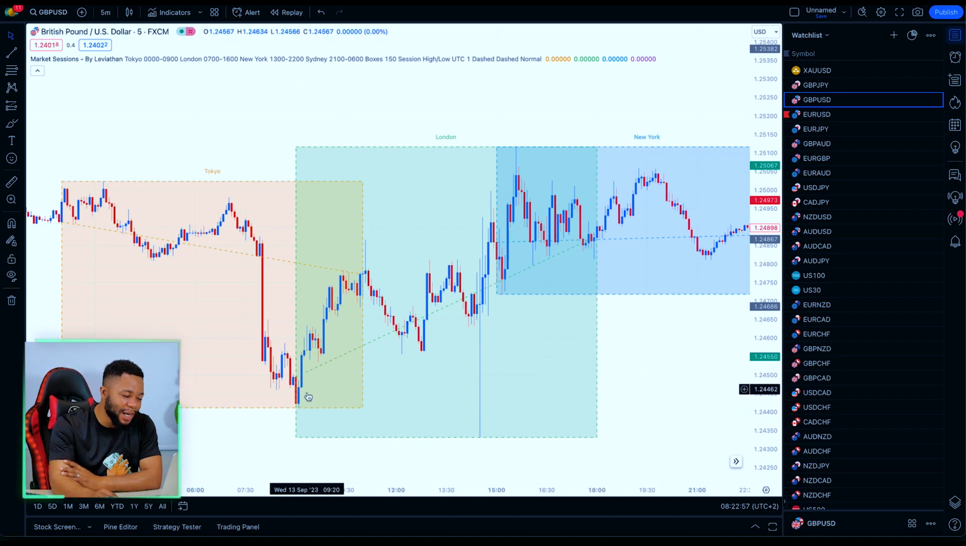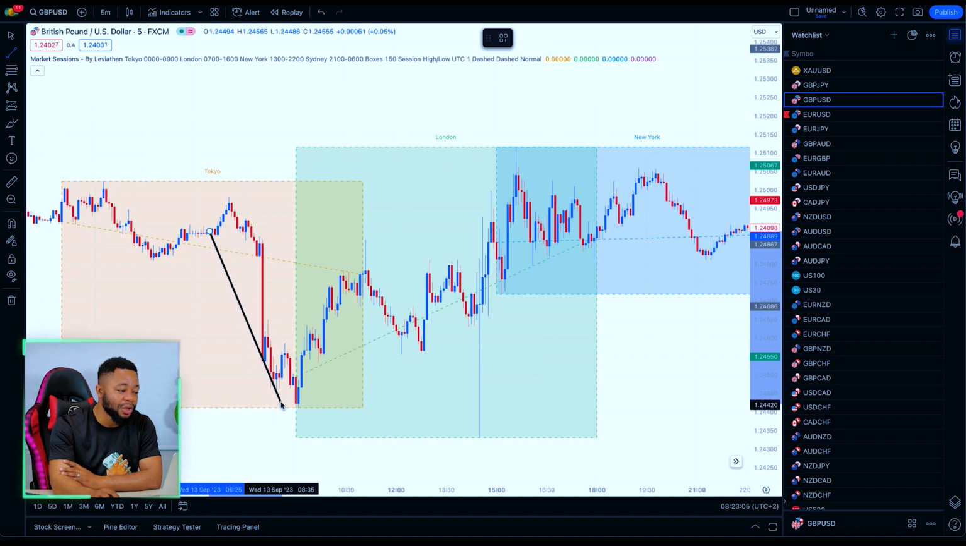See, at the start of this market session, what do you notice? The market has been going down. Just look at this. The market has been going down the whole of the Tokyo session. What was the overall trend on the Tokyo session? It was a downtrend. You can see throughout the Tokyo session, the overall market trend was a downtrend.